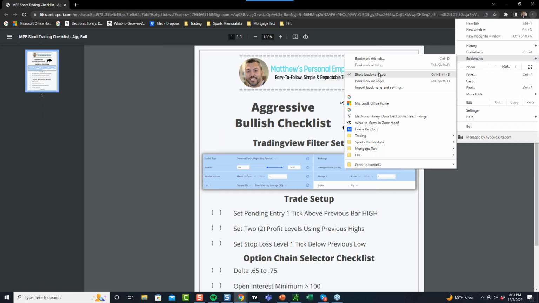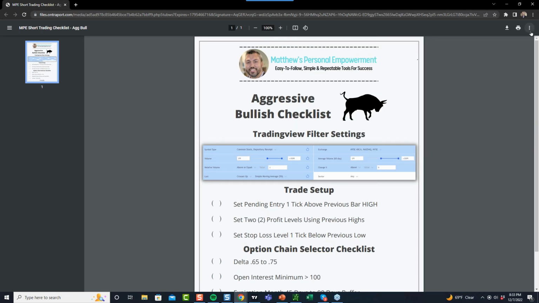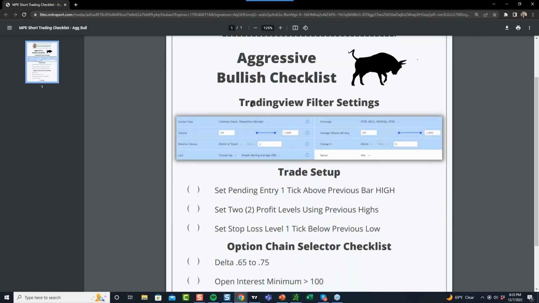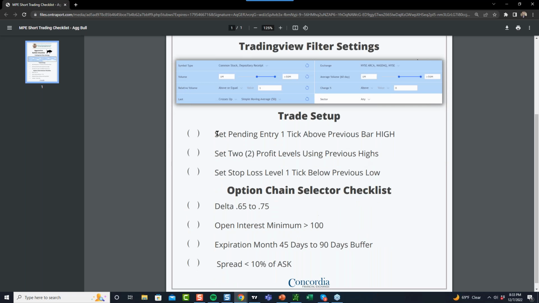Let me zoom in for you for a second, get rid of my bookmarks so you can see more. Okay? So aggressive bullish checklist. Here's the TradingView filter settings, so you can find them just like I had below, right? These are the settings that we found Beyond Meat with. Here's the stock trade setup. Okay, I say trade setup because if you trade the stock or trade the option, you still want an entry, you still want profit targets, you still want a stop loss.